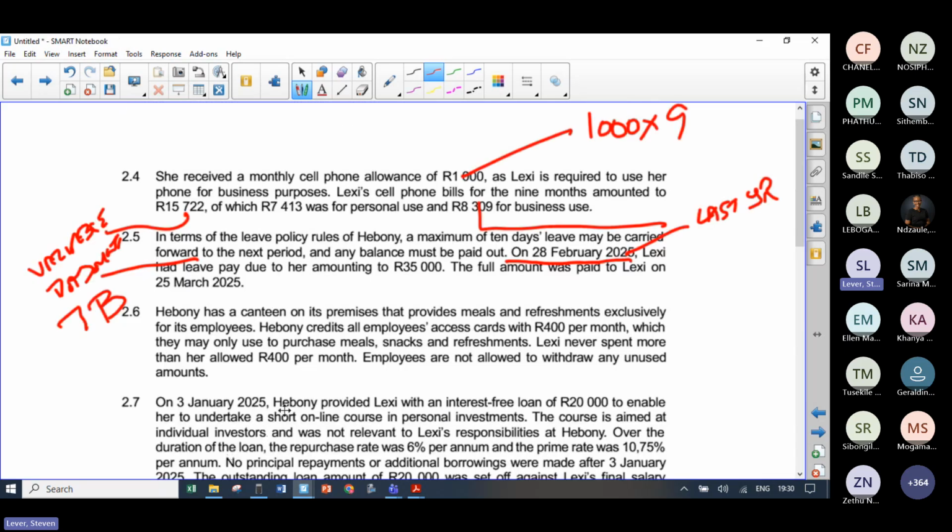And again, this is a board question. This is at high level. If you can do this and you can understand this, you should be fine.